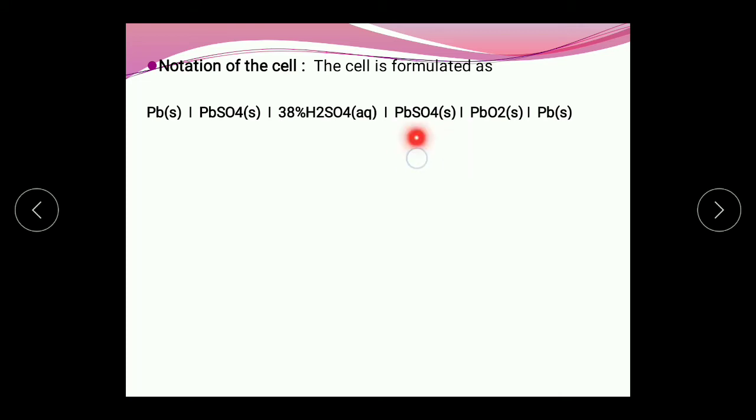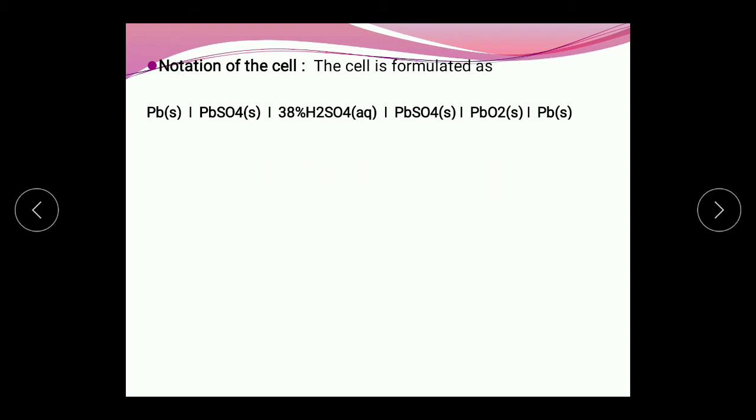PbSO4 solid, which is on both the sides, it will occur in reactions. Lead gets reacted with sulfate ions from H2SO4, which is in aqueous state. That means it gets ionized. Hence, sulfate ions are produced. And lead, when it is converted into lead plus Pb plus 2, it reacts with sulfate ions to give you lead sulfate. All the species are separated by single vertical line.